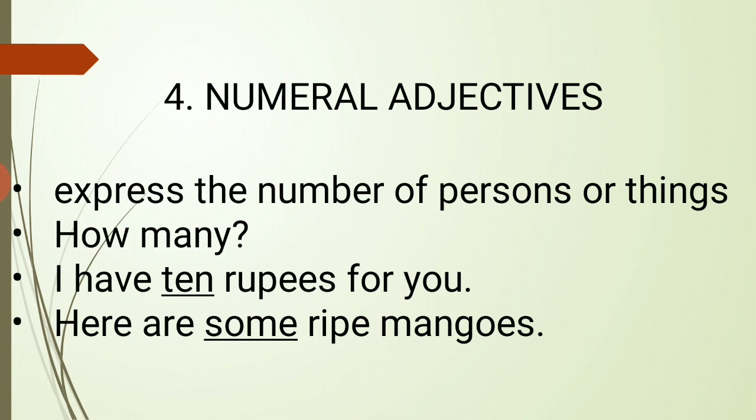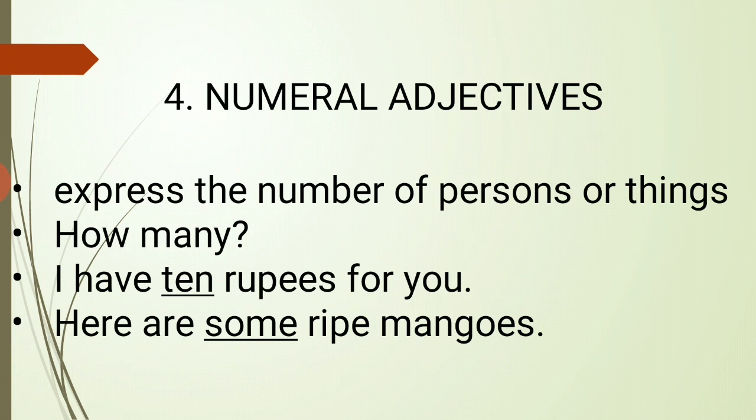The fourth kind of adjective is numeral adjectives, and sometimes they are also known as adjectives of number. Now, numeral adjectives show how many persons or things are meant, or in what order a person or a thing stands. It always asks the question how many. I have 10 rupees for you. How many? 10 rupees.